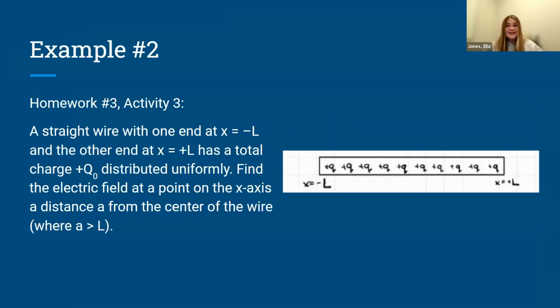Additionally, we have a second problem, homework number 3, activity 3, real world context, asking about a straight wire with one end at x equals negative L and the other end at x equals positive L. It has a total charge of whatever value and it's distributed uniformly. And then it's asking us to find the electric field at a point on the axis a distance from the center of the wire, which is also a large part of how we found our electric field.